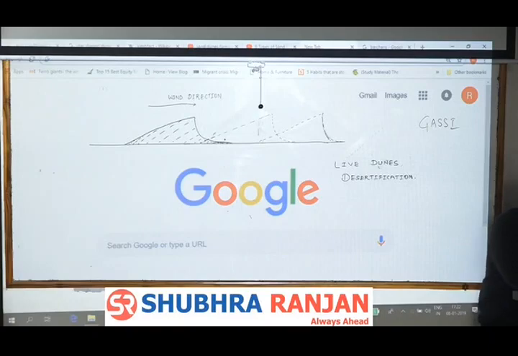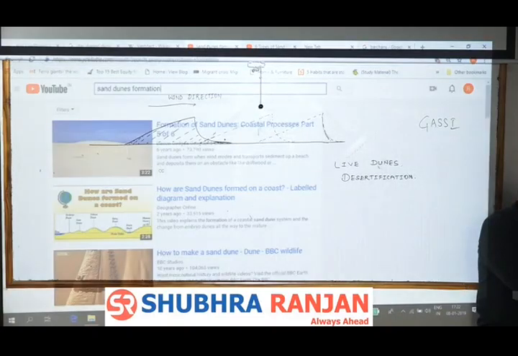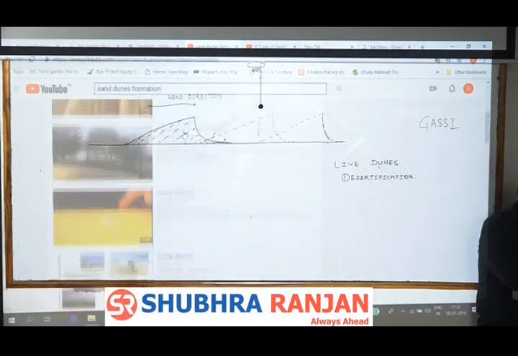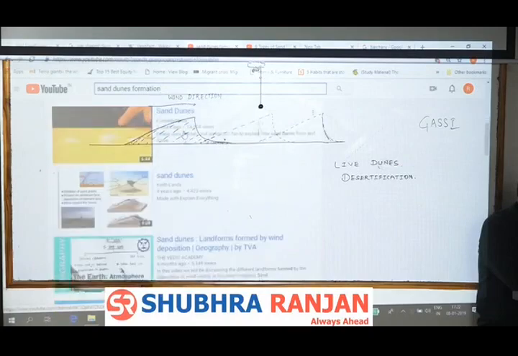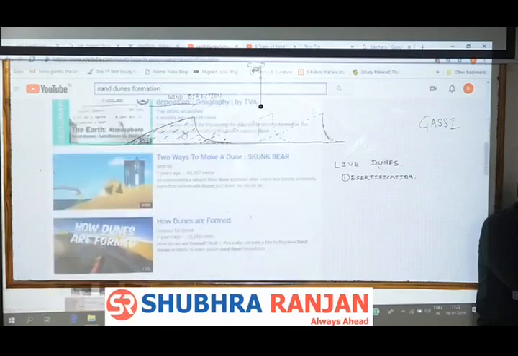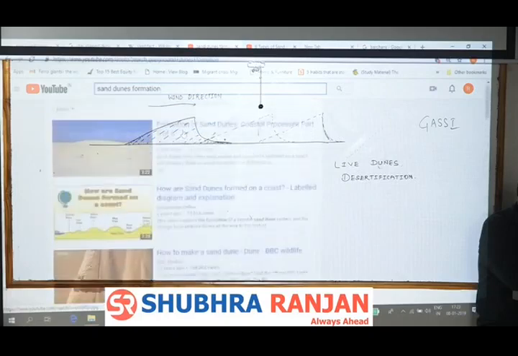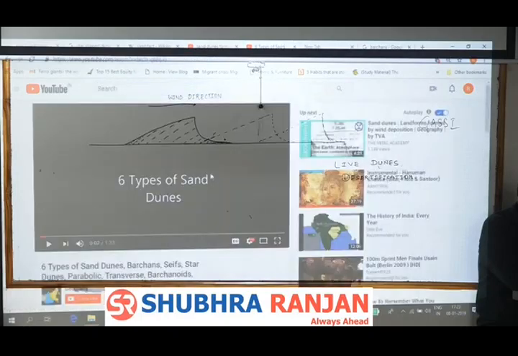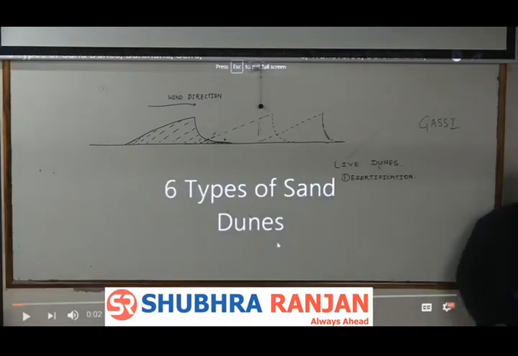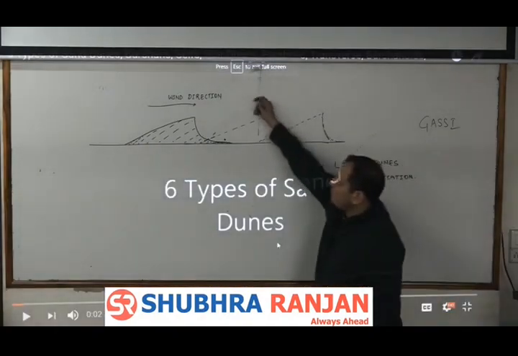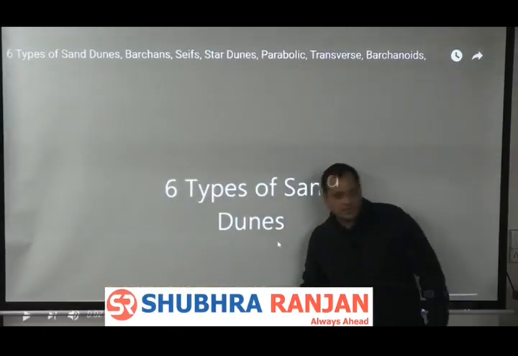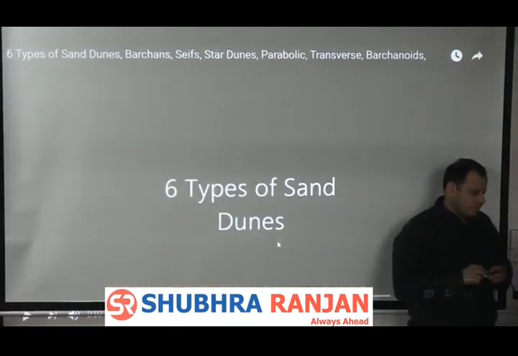And lastly, when the winds blow from all the sides, star-shaped dunes are formed.